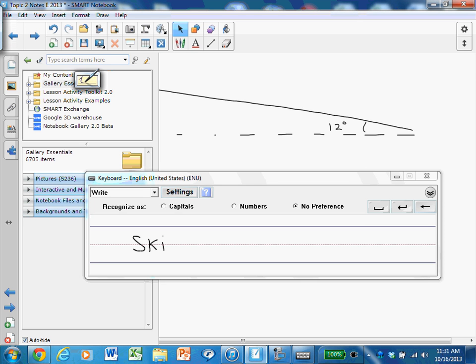Is it working? Come on. I don't know why that didn't work. Uh-oh. It's not working. You see, you have to snap to get it to go into place. Let me try something again.